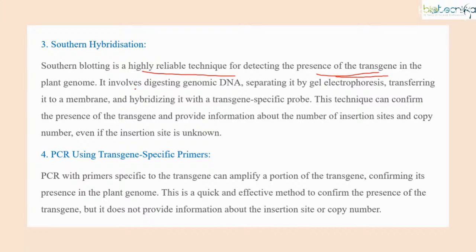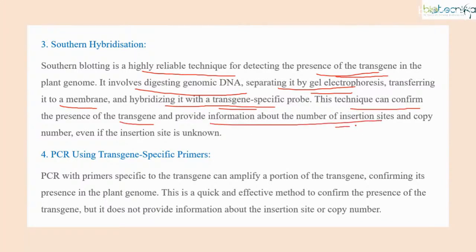The steps involve digesting the genomic DNA, separating it by gel electrophoresis, transferring it to a membrane, and hybridizing it with a specific probe. When we are speaking of a transgene, a transgene-specific probe will be used. This technique can confirm the presence of the transgene and provides information about the number of insertion sites, even copy numbers, even if the insertion site is unknown.